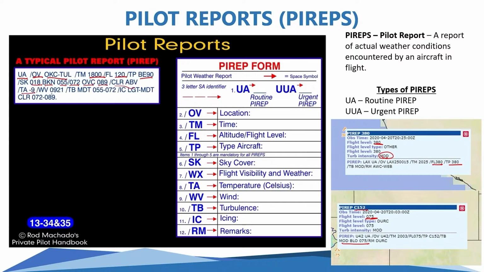Our temperature is -9. Our wind velocity and direction here is basically 090 at 21 knots. The turbulence was moderate at 55 to 7,200. The icing was light, moderate, and then clear, which is at 7,200 to 8,900 is when that actually occurred.